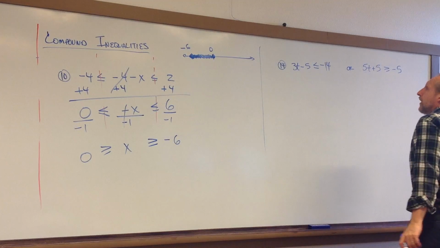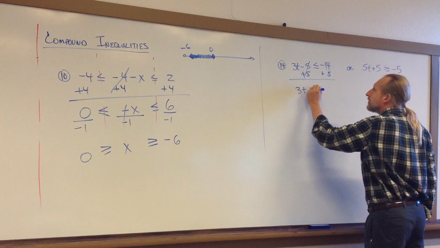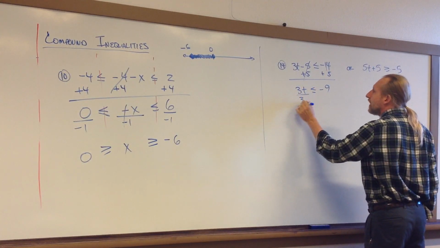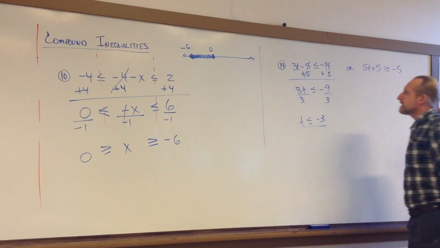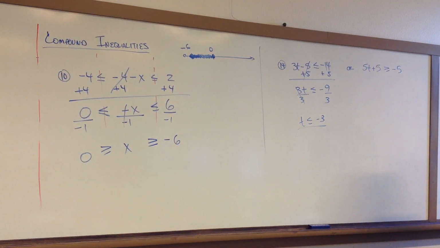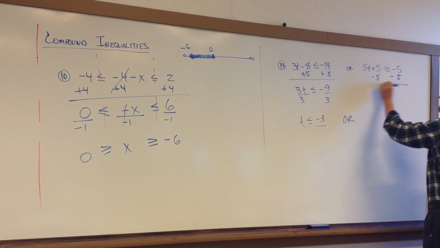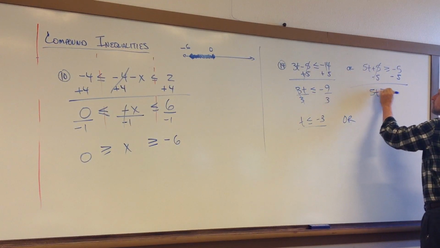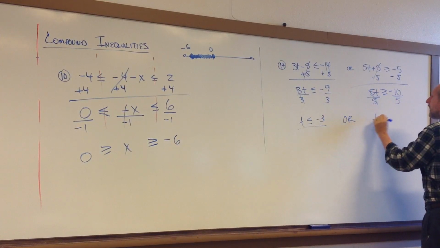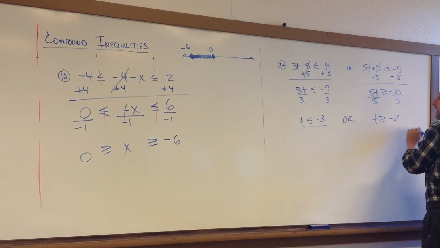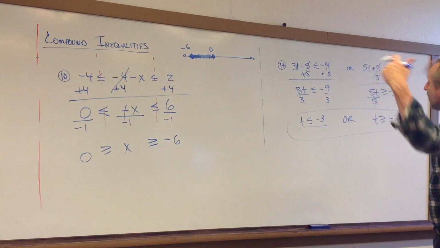All right, so here we're going to add 5 to both sides. 3t less than or equal to -9. And divide on both sides by 3, so we get t less than or equal to -3. Or, on this side, let's see, we'll subtract 5 on both sides, and then divide on both sides by 5, so we get t greater than or equal to -2. So there's our answer, and this will go off in either direction.